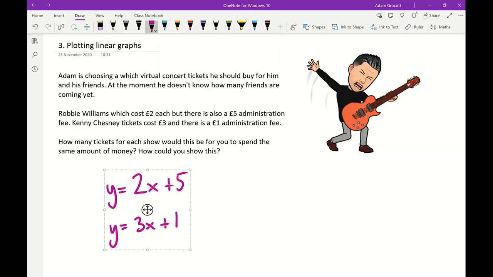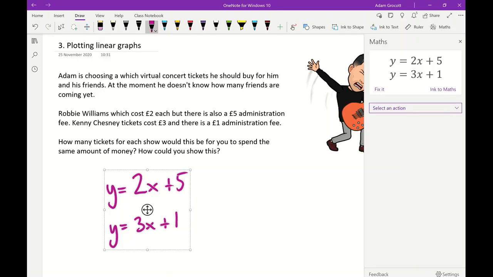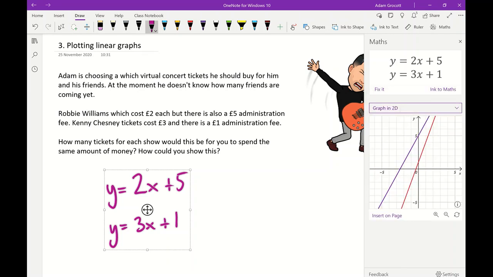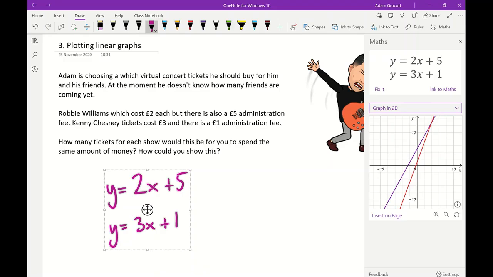I've gone to Lasso Select again, told you it was important, and now under the Draw tab, I'm going to tap Maths Tools. This gives me some options, but the one I'm looking for allows me to graph it in 2D. That's not quite telling me when they're going to cost the same. I need that intercept point there. So I've scrolled out and now I can insert this straight onto my page right here in OneNote.